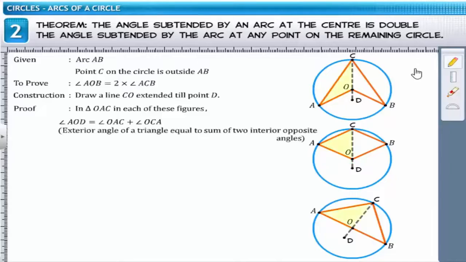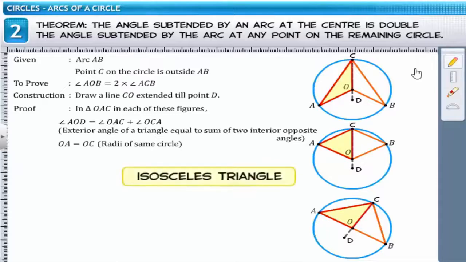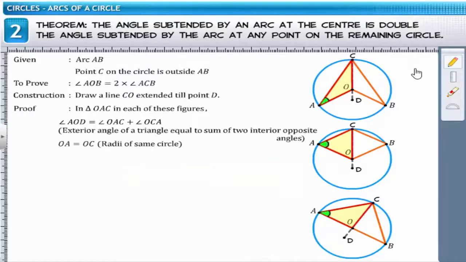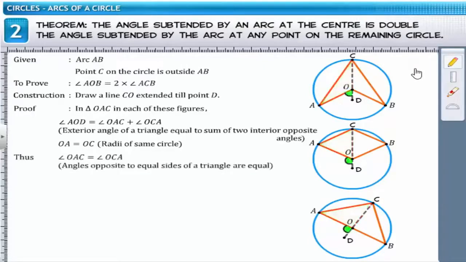Also in triangle OAC, OA is equal to OC since they are radii of the same circle. This makes triangle OAC an isosceles triangle. This also means that angle OAC is equal to angle OCA since angles opposite to equal sides of a triangle are equal. This also means that angle AOD is double the angle OCA.